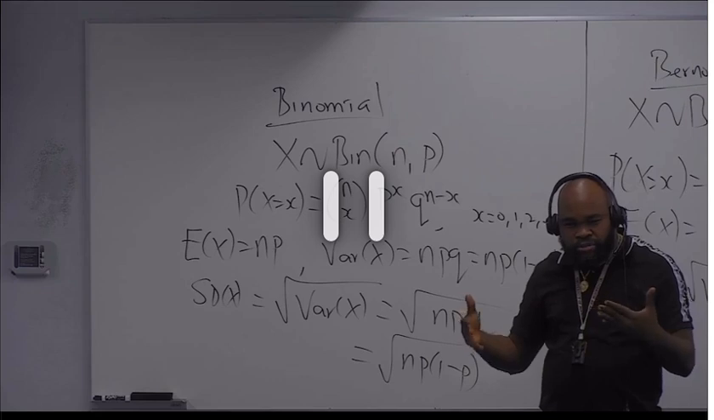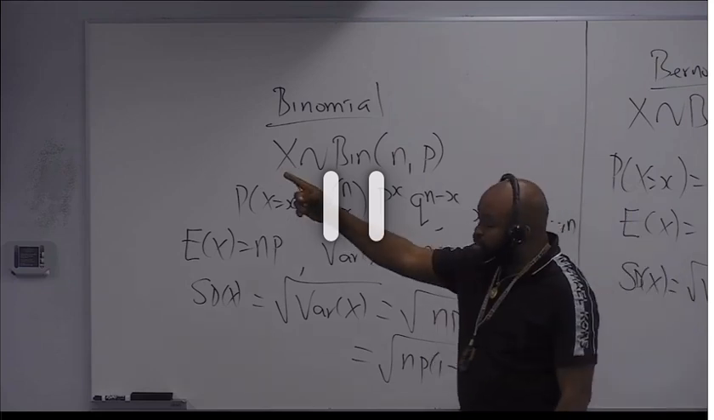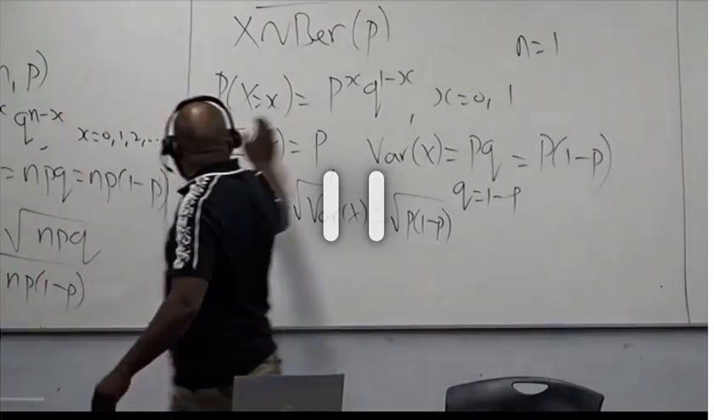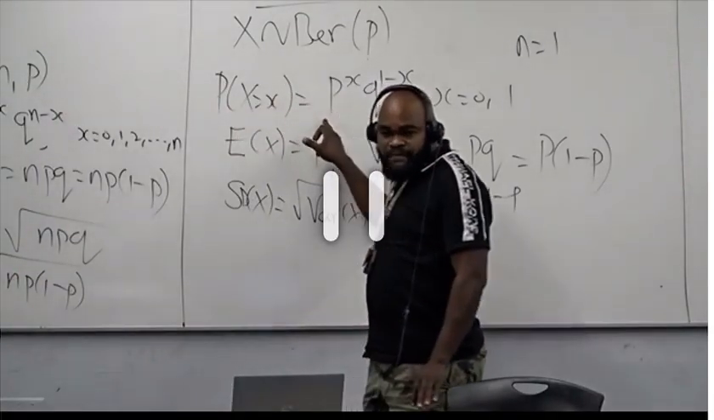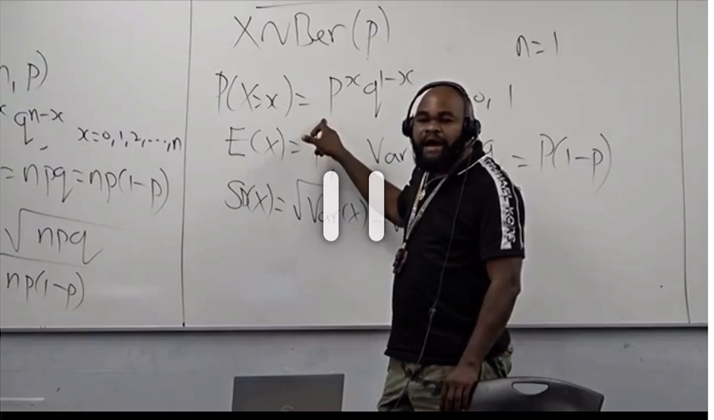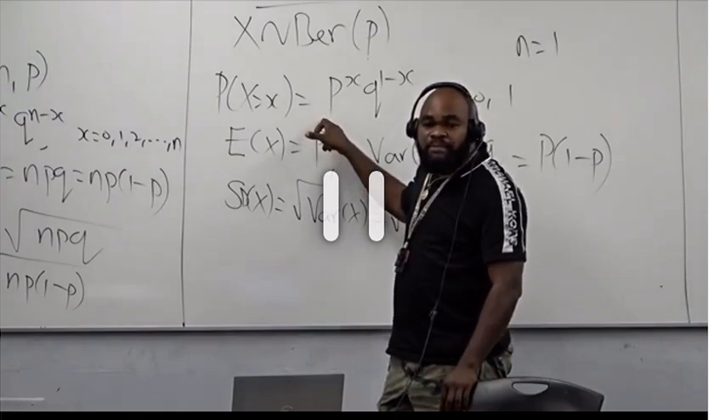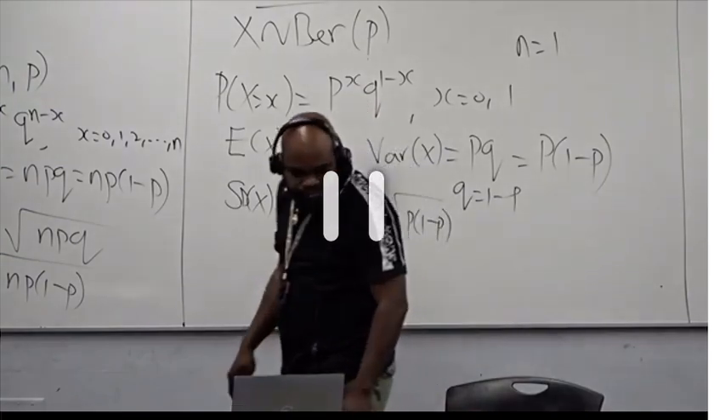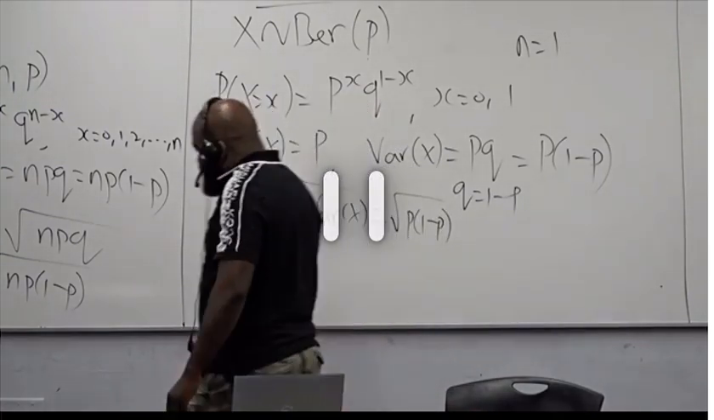Now, coming to geometric. Do you know what geometric is trying to say? How many Bernoulli trials am I going to have before recording the first success? Okay, how many Bernoulli trials?